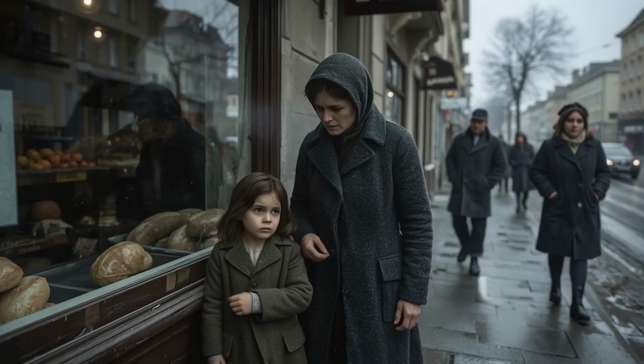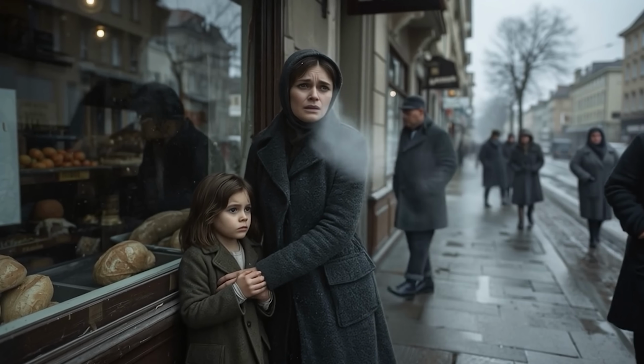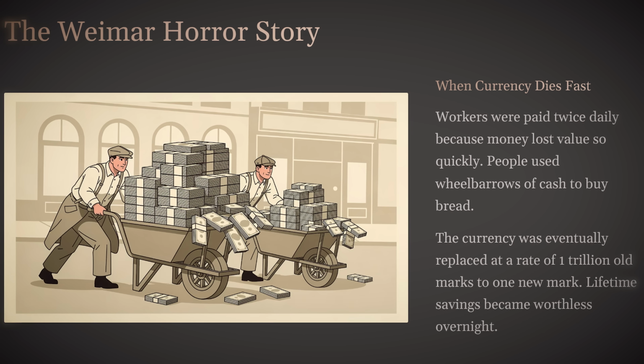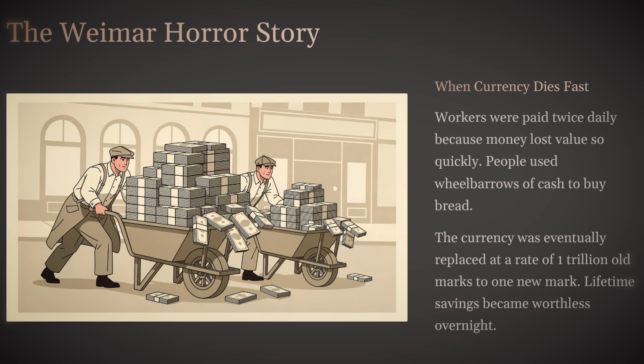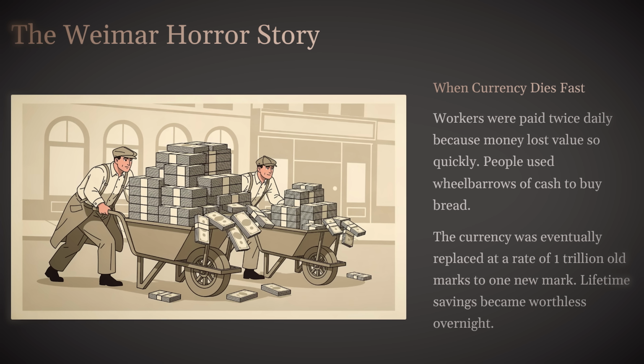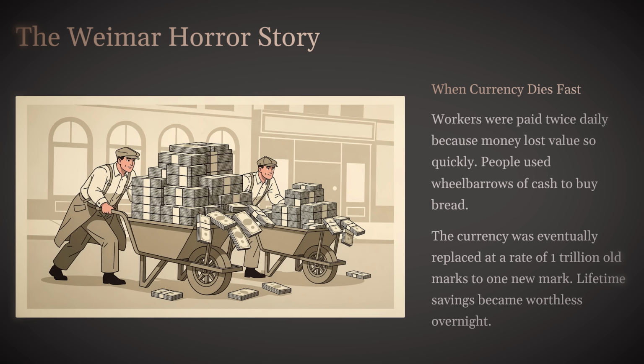I'm German. The Weimar Republic. That one's quite famous, right? Workers were paid twice a day because money lost value so fast. People used wheelbarrows of cash to buy bread. The currency was replaced at a rate of 1 trillion old marks to 1 new mark. The other way around. You get the idea.